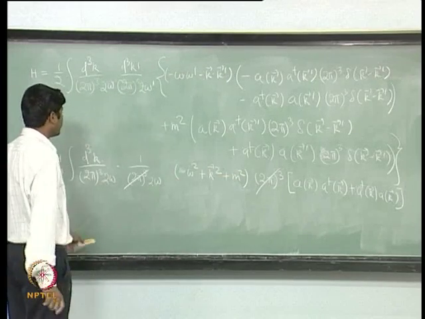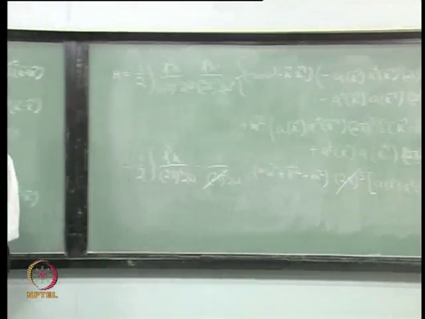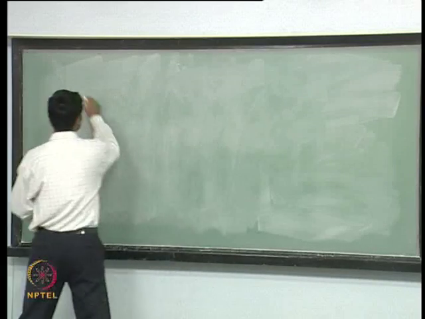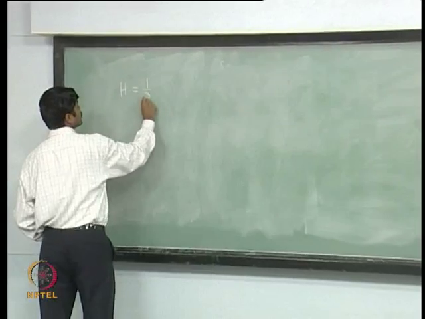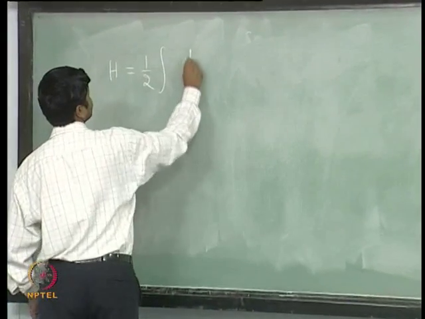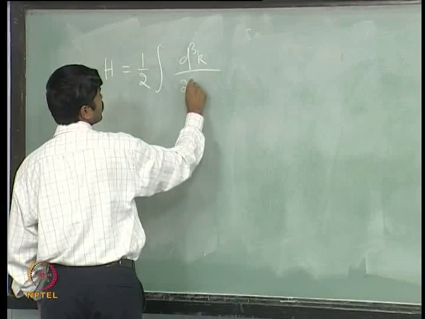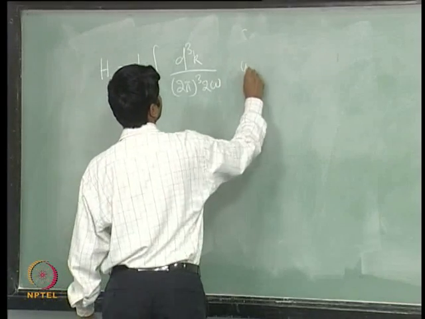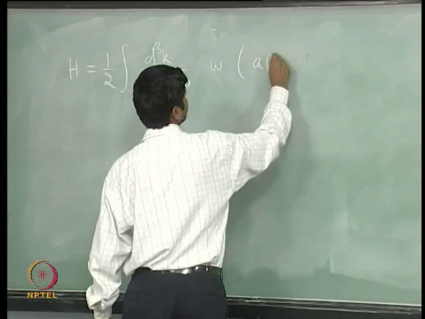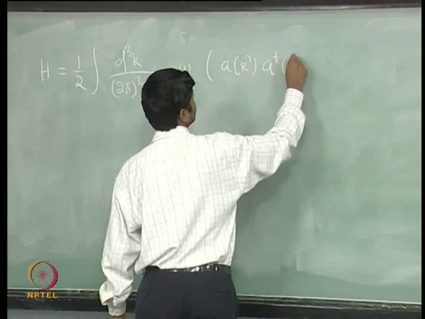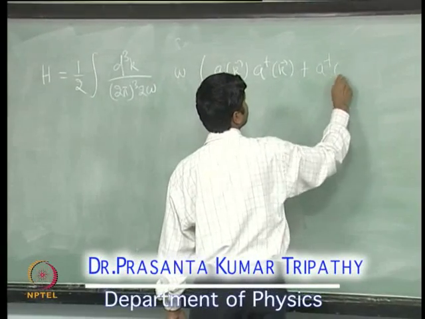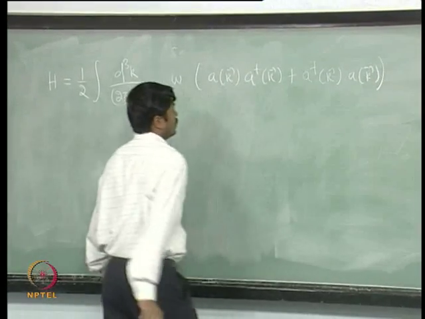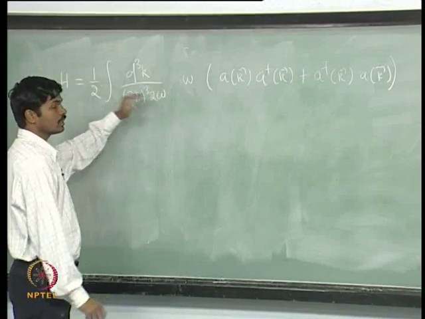So, when I simplify, what I will get is that the Hamiltonian of the system is half integration d cube k over 2 pi cube 2 omega times omega times a k a dagger k plus a dagger k a k. Okay. So, this is the Hamiltonian that we got at the end.